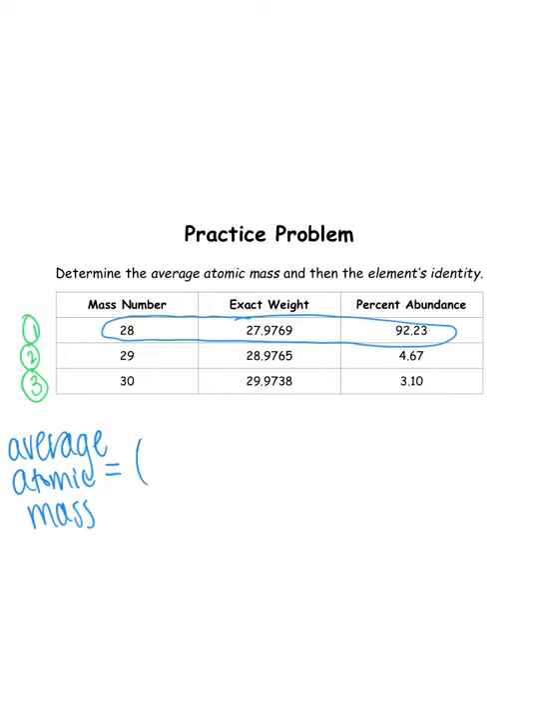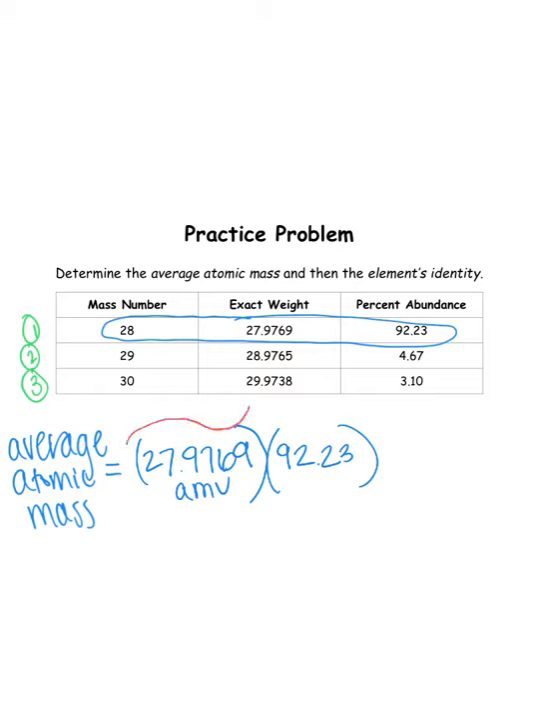So we're going to start with that. We're going to put 27.9769, and I'm going to include a unit here. It's a mass, so I'm going to put AMU. And then the percent abundance for this first isotope is 92.23, which means of the three isotopes here, the first isotope is definitely the most common. It's the one we're going to encounter the most often because its percent abundance is so much higher than the other two isotopes. So this is all for isotope number 1.